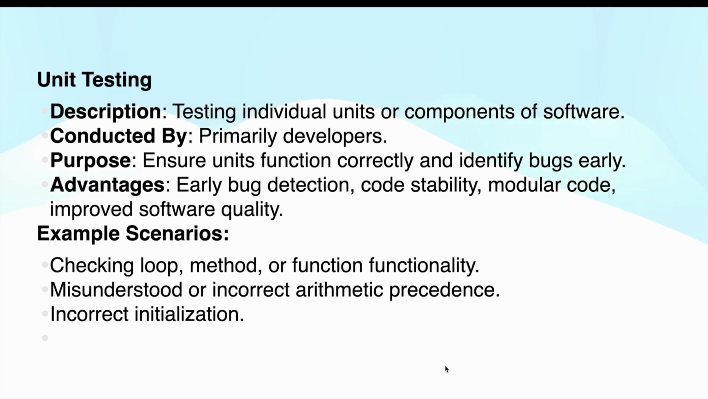Advantages of unit testing: early bug detection. Identifying bugs at an early stage helps prevent them from escalating into more significant issues. Code stability. Unit testing ensures that changes made to the code do not introduce new bugs, maintaining the stability of the code base. Modular code. Unit testing promotes writing modular code, making it easier to understand and maintain. And software quality. By improving the reliability and quality of the software, unit testing contributes to a better end product.